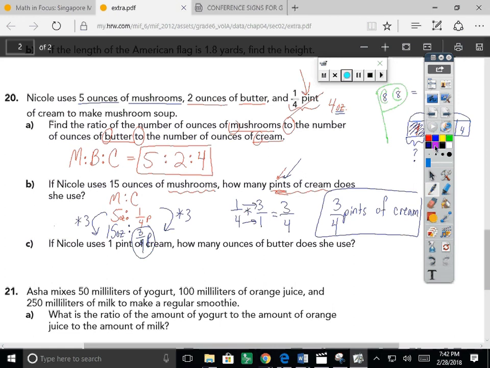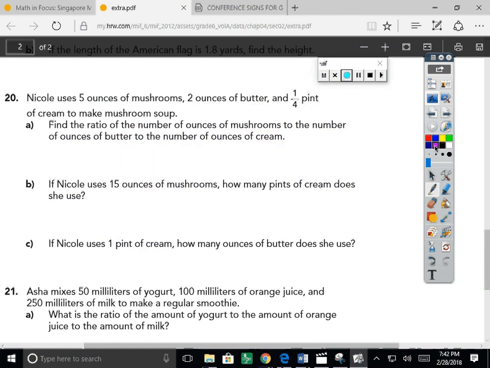All right, part C. It says if Nicole uses 1 pint of cream, how many ounces of butter does she use? Oh, look, we're starting with cream, and they're back to using those pints. All right, and then the question is, how much butter? Ounces of butter is what I'm comparing it to. So the first thing I want to see is cream to butter. And the cream came in 1/4 of a pint, and the butter came in ounces, like they said here. And if I go back to the beginning, oh, right there, I see that there are 2 ounces of butter.